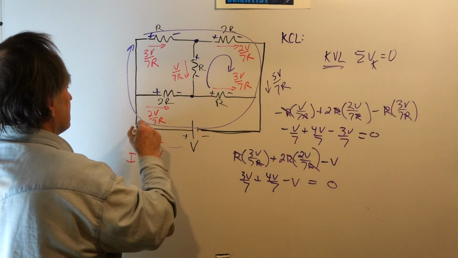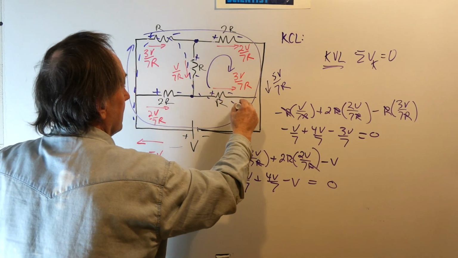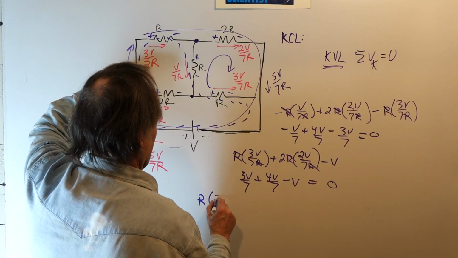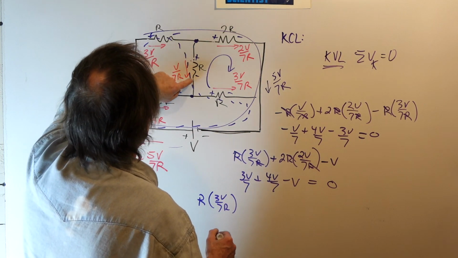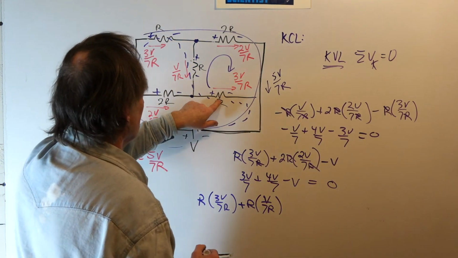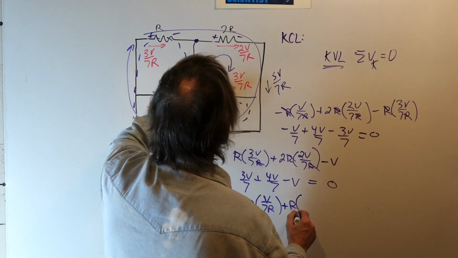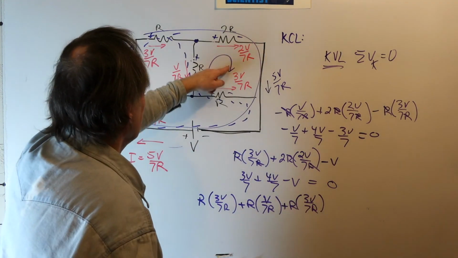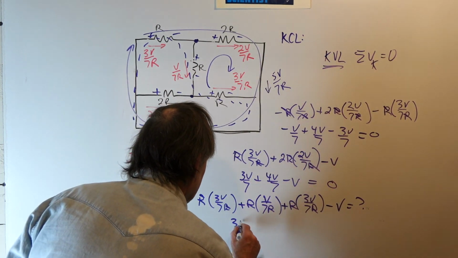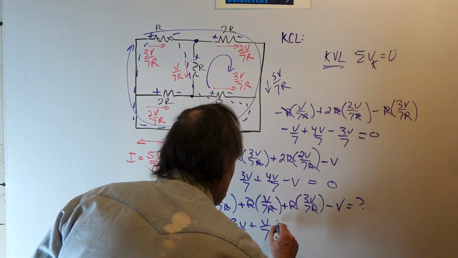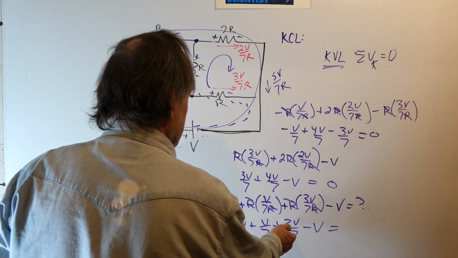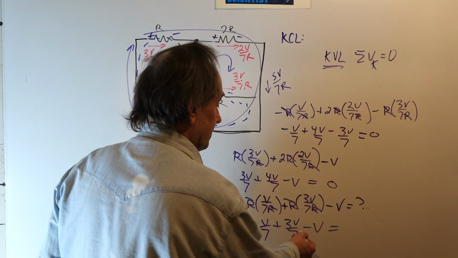And we can pick any other loop that we want. We can do, say, that loop there. Starting here, we have R times 3V over 7R. We're coming down into the plus terminal of R times the current, V over 7R. Then we're going into the plus terminal of this resistor, so we have plus R times its current, 3V over 7R. And then we're coming back and going into the minus terminal of the voltage source. So what's that equal? Again, the R's cancel, so we have 3V over 7 plus V over 7 plus 3V over 7 minus V. Well, 3 plus 1 plus 3 is 7V over 7, so that's equal to V. So that's also equal to 0.